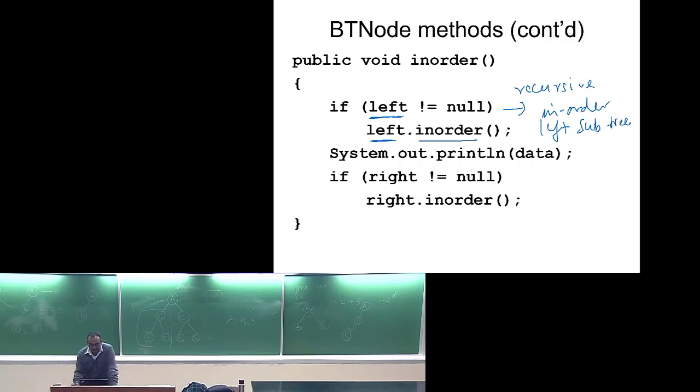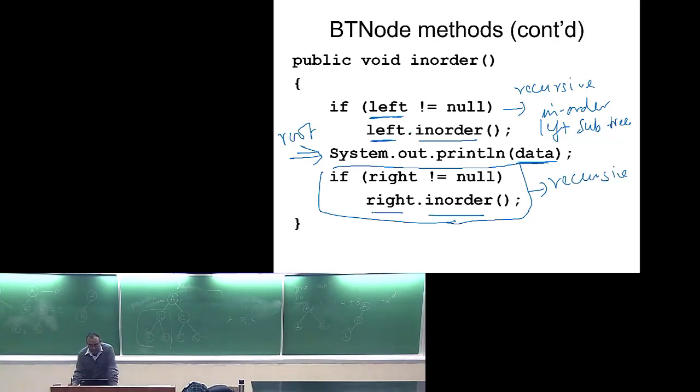Okay, and your being in order, your root will be sitting in between these two. So you print the data part of the root, and in this part here you will check for condition only if your right subtree is not empty. You can check that if right is not null, then you'll do right dot in order, which is recursive in order traversal of the right subtree. Okay, questions?